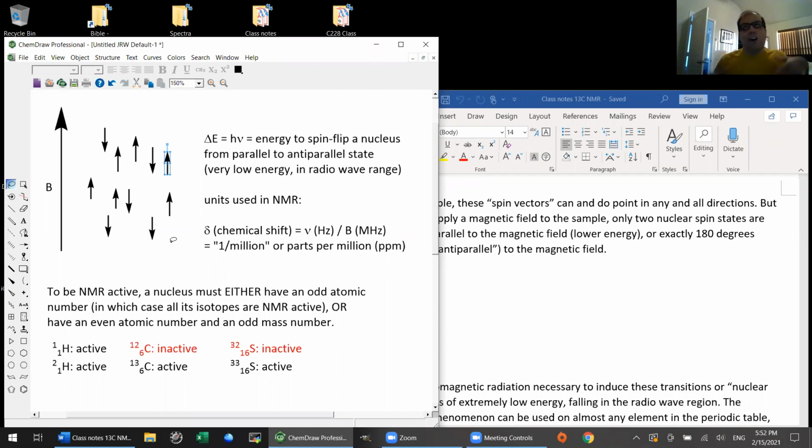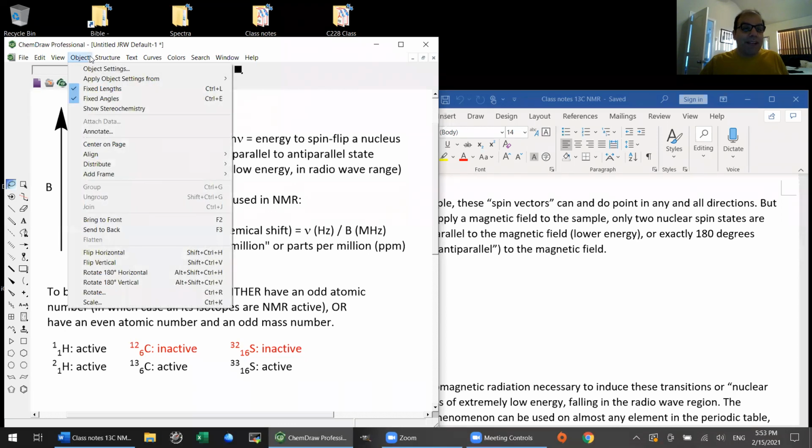And yes, then we could talk about it decaying and all that sort of thing, that it goes back to parallel slowly. I don't think that's anything we really need to concern ourselves with here. But the point is that you can flip any given atomic nucleus from the parallel spin state to the anti-parallel spin state. And when you do that, that requires the absorption of a really, really small amount of energy.